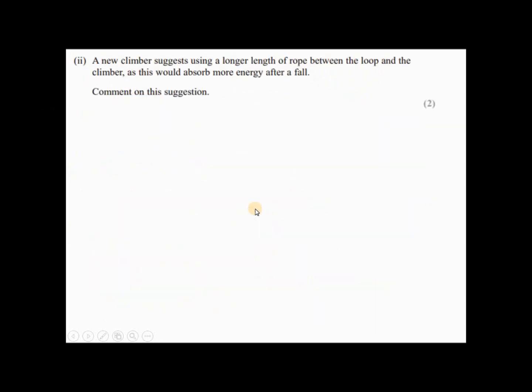A new climber suggests using a longer length of rope between the loop and the climber, as this would absorb more energy after all. So the climber is saying that we should use a longer length because, due to the large length, it will absorb more energy.